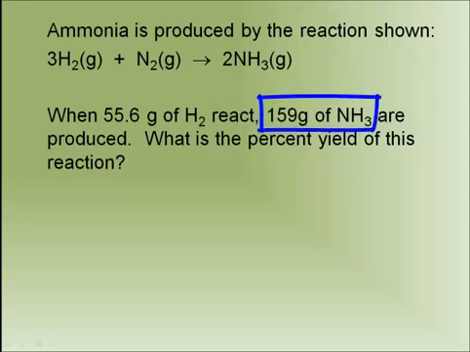159 grams of NH3 is the actual yield here. That's the amount of product the question says was actually collected. 55.6 grams of H2 is how much reactant was put in. What we have to do is use that amount of reactant to calculate a theoretical yield. If all of that reactant became product, how much would it be? So we use stoichiometry to convert from 55.6 grams of H2 to grams of the product NH3.